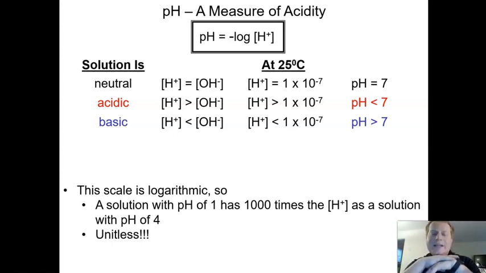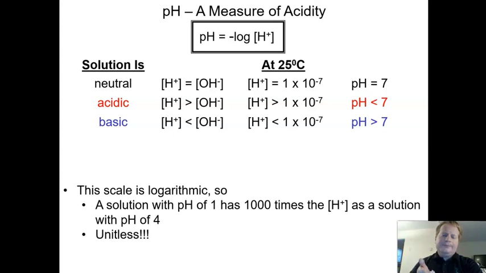Another huge thing is that the scale is logarithmic, which we just saw a second ago. That means a pH of 1 has 1,000 times the H+ concentration of a solution with a pH of 4. Also, it's unitless. There's no unit for this. Good news, right? Every jump you make is a 10 times multiplier. So going from a pH of 5 to 4 is 10 times. 5 to 3 is 100 times.